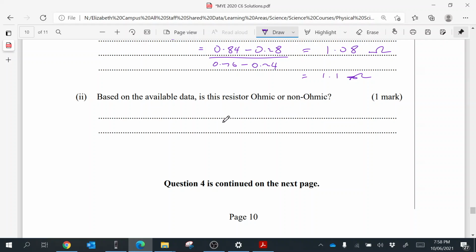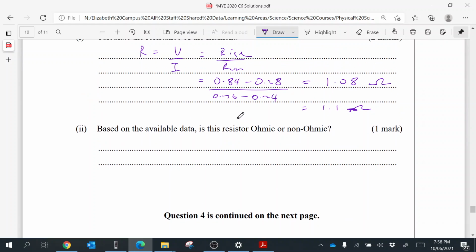Based on the available data, is the resistor ohmic or non-ohmic? It is ohmic, as it follows Ohm's law, and that is, resistance remains constant as V and I increase.